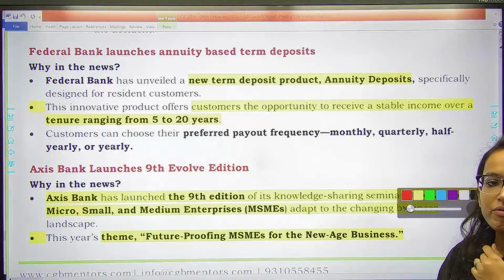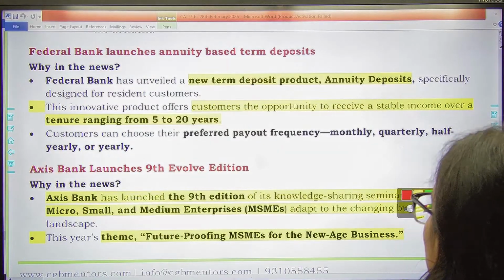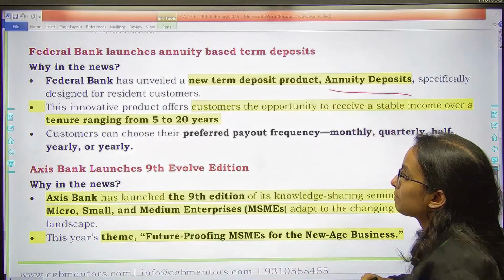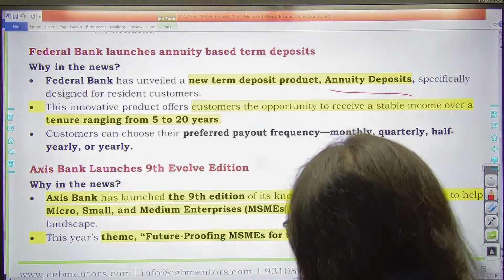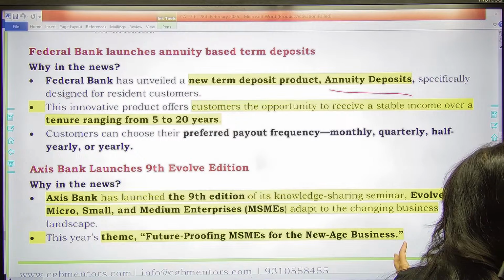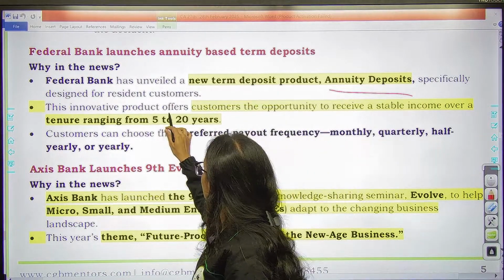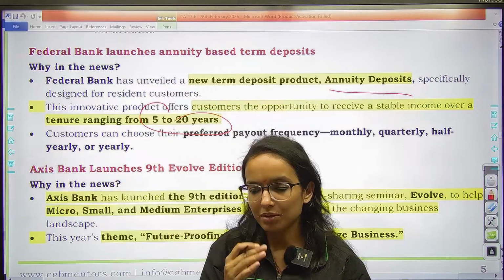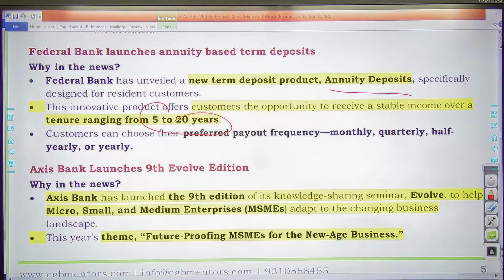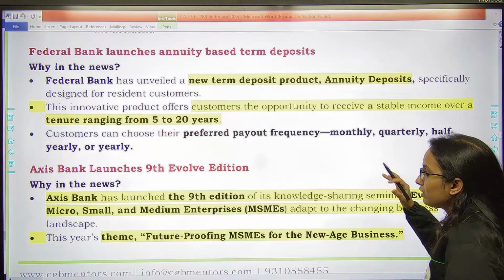Next one is Federal Bank recently has unveiled new term deposit product, annuity deposits. Annuity deposits is specifically for resident customers. Annuity deposit में क्या होगा? It will be offering the customers opportunity to receive stable income over a tenure ranging from 5 to 20 years. Annuity में क्या होता है कि आपका payment होता है timely, right? So annuity में you will have a stable source of income from 5 to 20 years, and you can choose the frequency of payout, whether you want the payout monthly, quarterly, half yearly, yearly. So that is quite flexible.